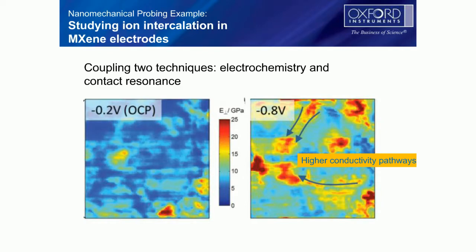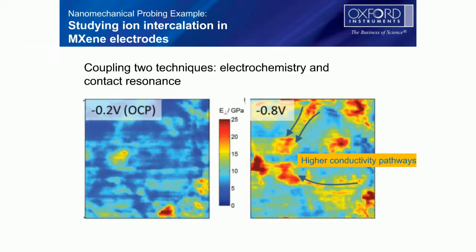And we've got the open contact potential, or the open circuit potential. And then what they've done here is they've actually done this in the electrochemical cell. So they're doing both contact resonance and electrochemistry at the same time. And at the open circuit potentials, there's not any lithium injected into this surface.